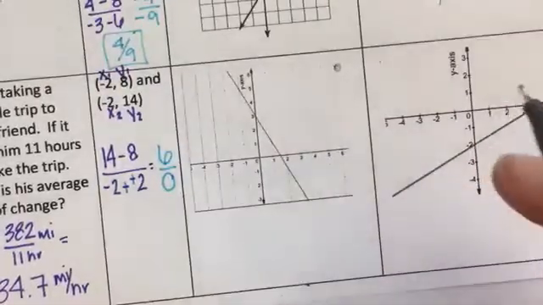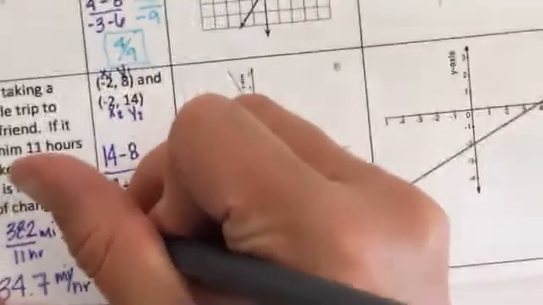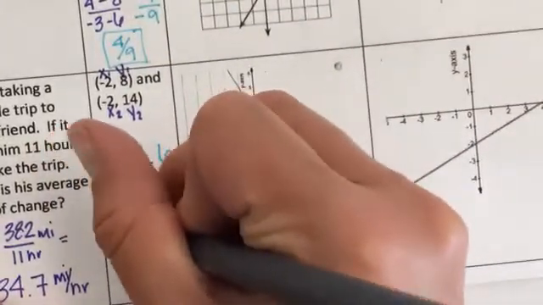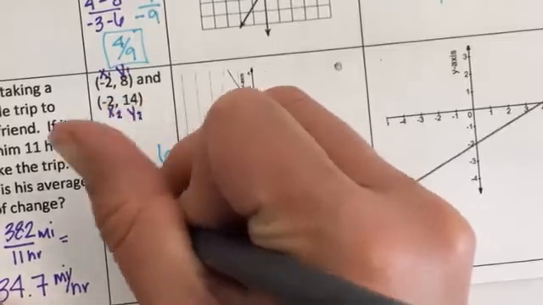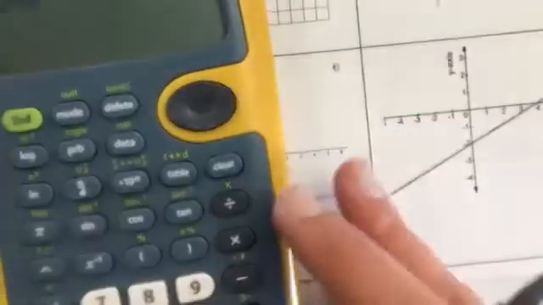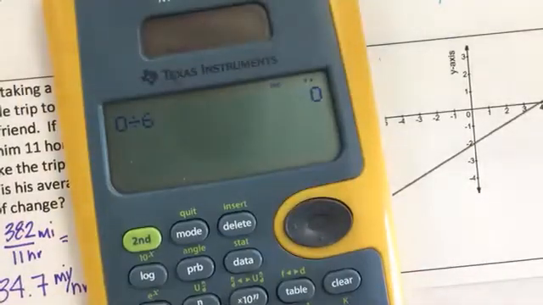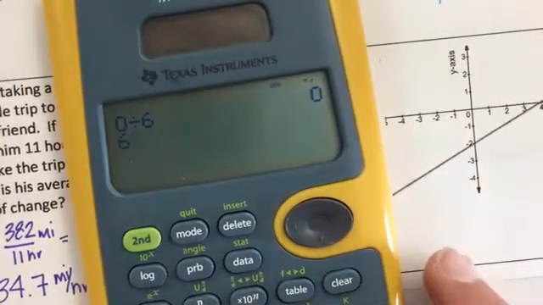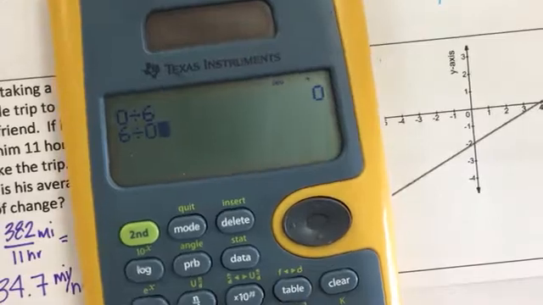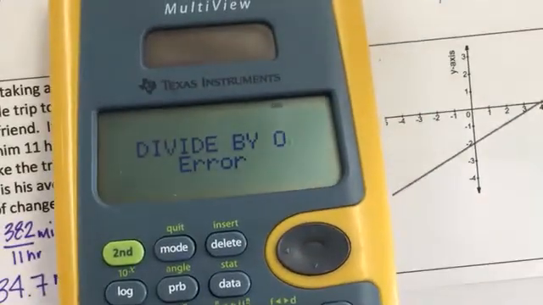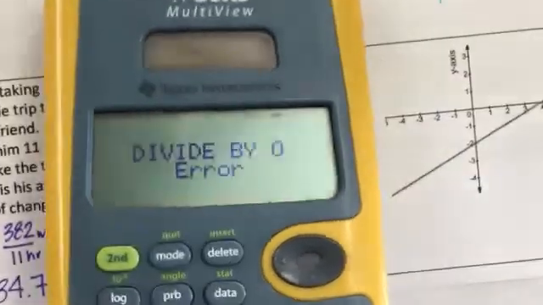What is 6 divided by 0? Undefined. I mean, defined. Yep, it is not 0. And if you are unsure, you can do 0 divided by 6 and you will get 0. But if you did 6 divided by 0, it gives you a divide by 0 error, which basically means you can't do it. So it is undefined.